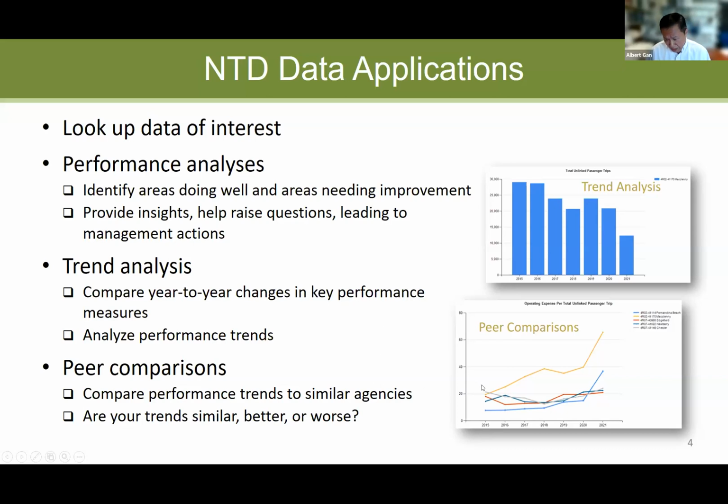So, for example, in this particular case, this is a peer comparison chart, right? It shows the operating expense per unlinked passenger trip. And you can see there are 5 systems here. You have 4 systems that are kind of stable, and then you have another system with some unexpected increase of the value over the years, and then you might want to look at the reason why you have an increase compared to the other agencies.